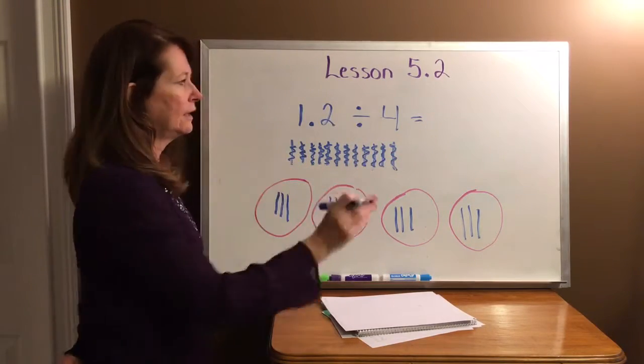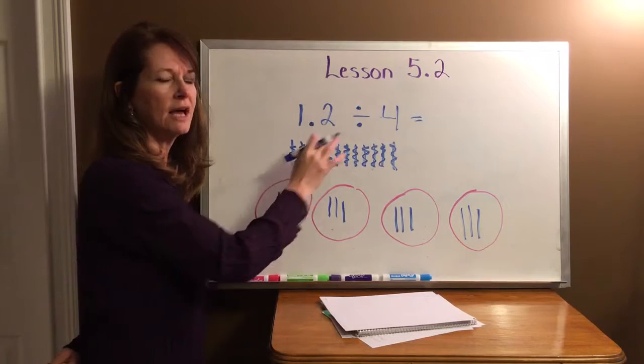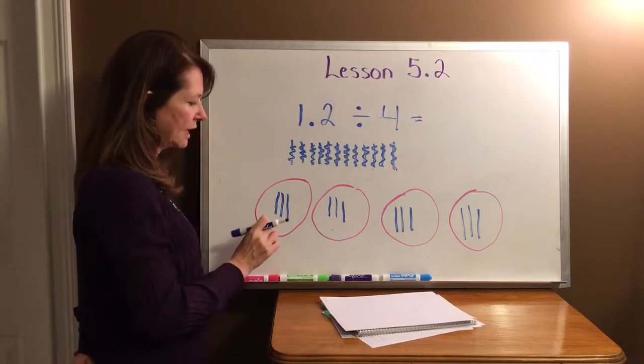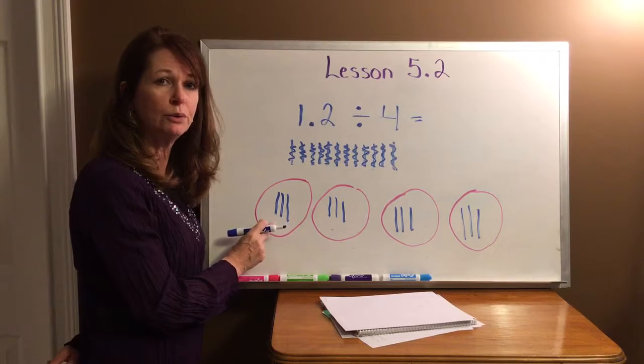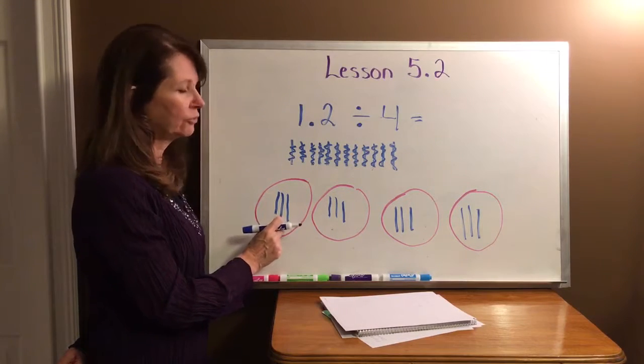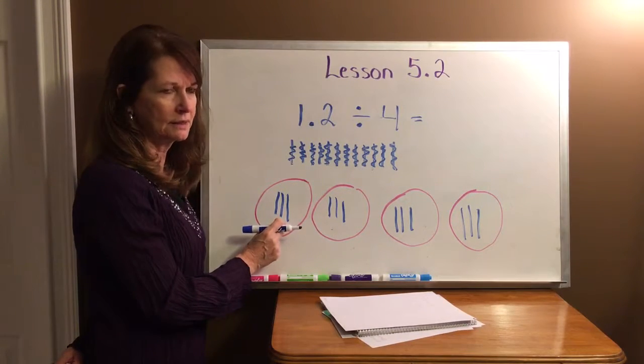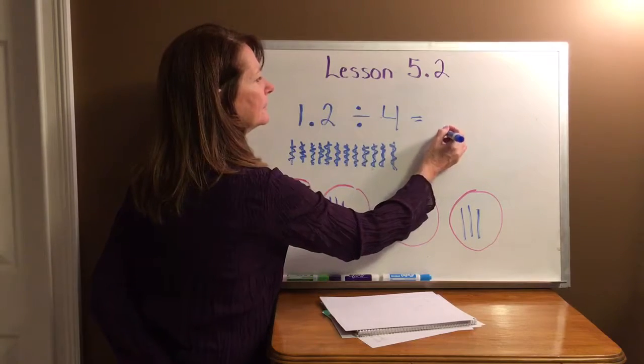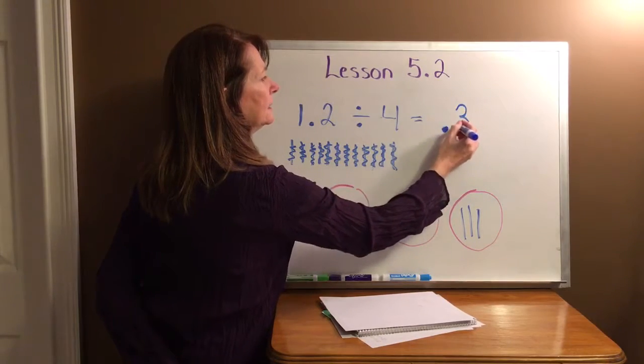So, if I take 1 and 2/10 and I divide it by the whole number 4, I'm going to get how many in one group? 1, 2, 3/10. So my answer should look like this. 3/10.